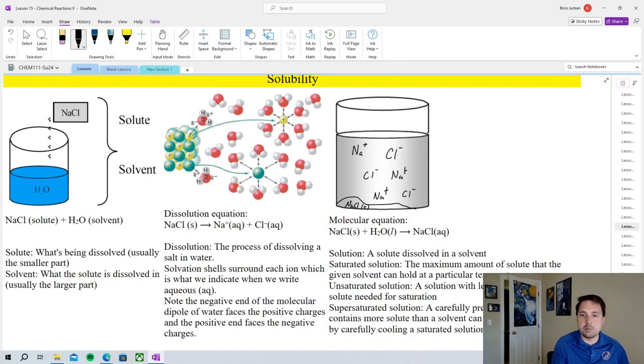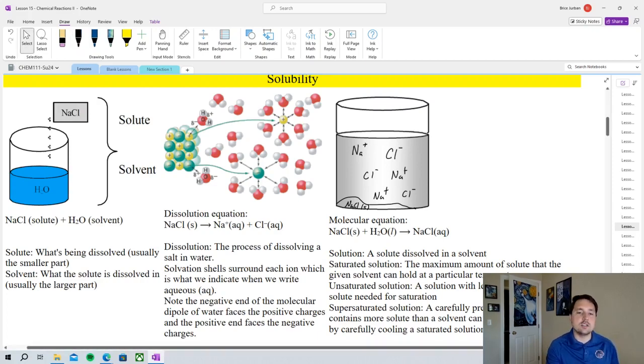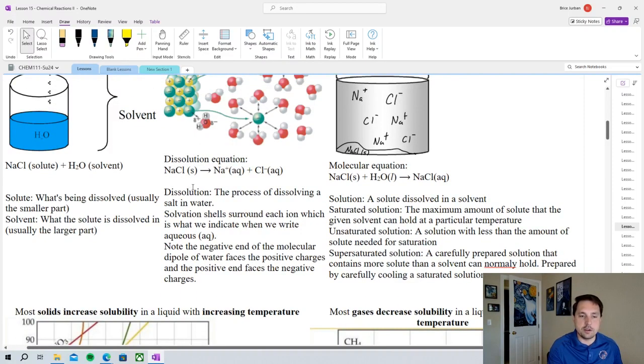Another way of writing this is the molecular equation, where we have the sodium chloride mixed with water to give us NaCl aqueous. There are different ways of writing approximately the same thing, but the dissolution equation allows us to see the ions that are separated. And in a lot of ways, this is a more accurate depiction of what happens because we're no longer having a solid sodium chloride matrix.